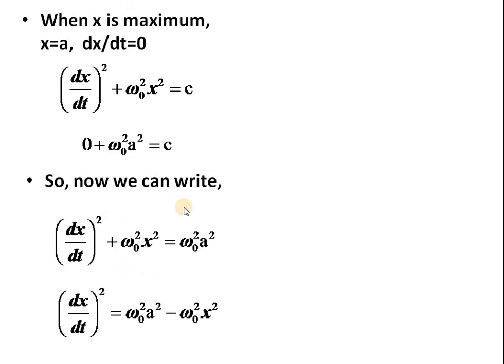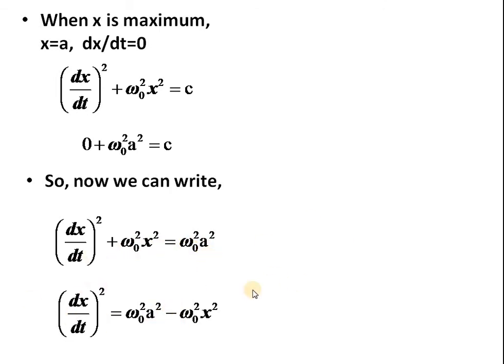Okay. So again, this is the second order differential equation. The previous one was the second order differential equation. We integrated once, we got this expression. We applied the limits. So we get (dx/dt)² + ω0²x² equal to ω0²a².